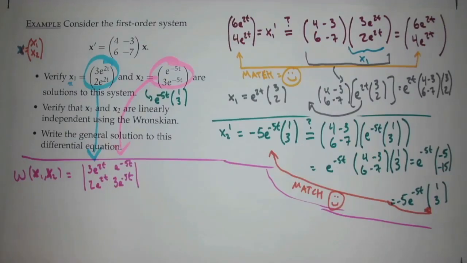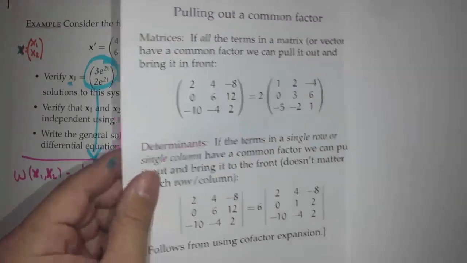All right. Now, you might look at this and say, this looks like I'm going to have lots of e to the t's multiplying stuff, e to like 2t's, e to the minus 5t's. Can we simplify anything before we start taking a determinant? So, the answer is yes. Yes, we can. And so we want to take a little pause, catch our breath, and talk about the idea of pulling out a common factor.